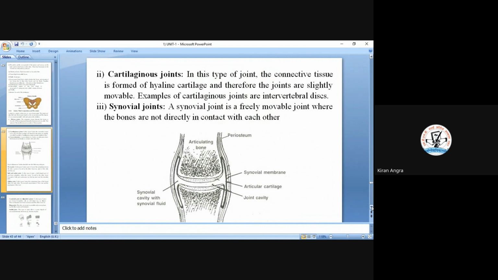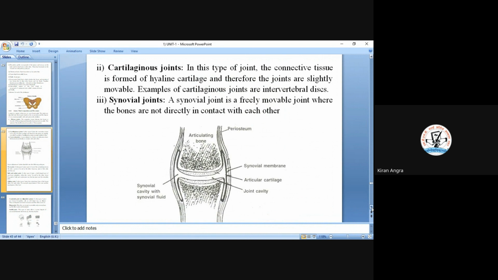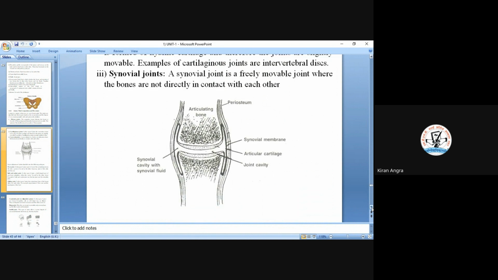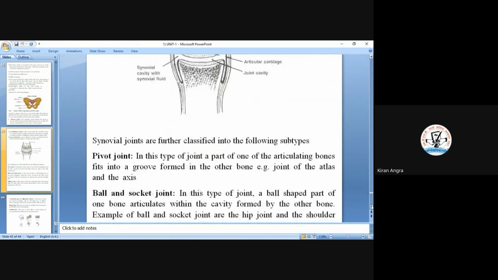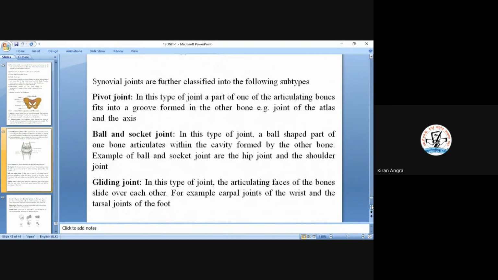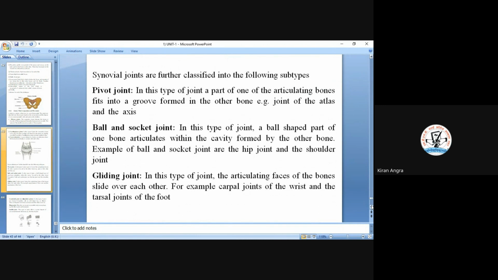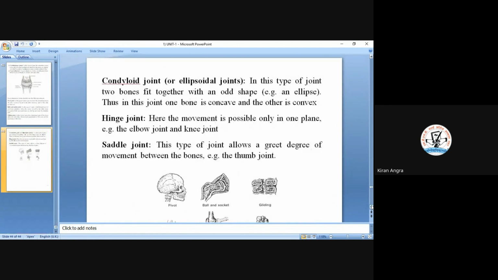In a pivot joint, a part of one of the articulating bones fits into the groove of another. In the ball and socket joint, the ball-shaped part of one bone articulates in the cavity of another. Examples of ball and socket joints are the hip joint and shoulder joint. In gliding joints, the bones slide over each other. Carpal joints of the wrist and tarsal joints of the foot come under this category. In the hinge joint, movement is possible only in one plane, for example the elbow joint and knee joint.